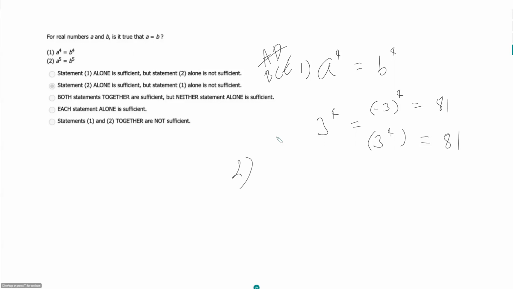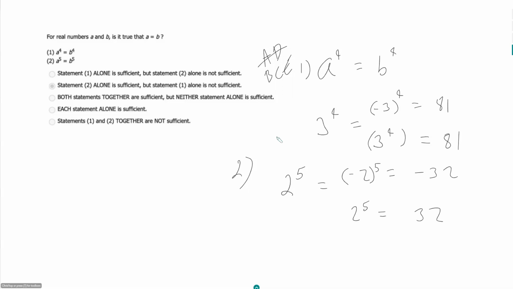Then what is the rule when we have odd powers? Well, in that case, your exponent is always going to retain the sign of your base. So in this case, if we had 2 to the 5th on the left, so a is equal to 2, well, we can't say then b could be equal to negative 2 to the 5th or 2 to the 5th, because in this case, negative 2 to the 5th is going to be negative 32, whereas 2 to the 5th is 32.